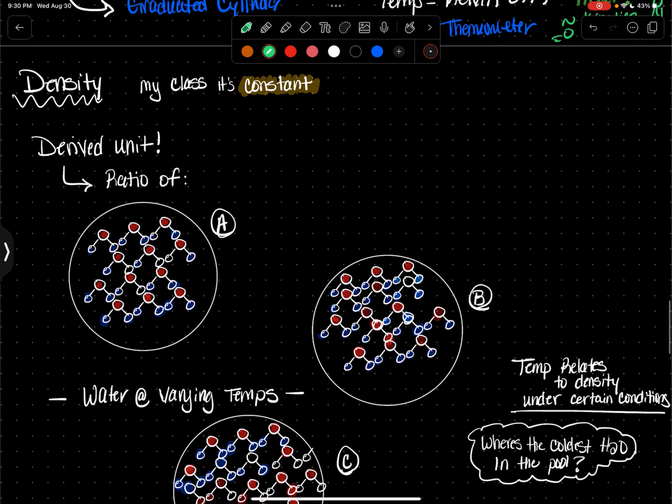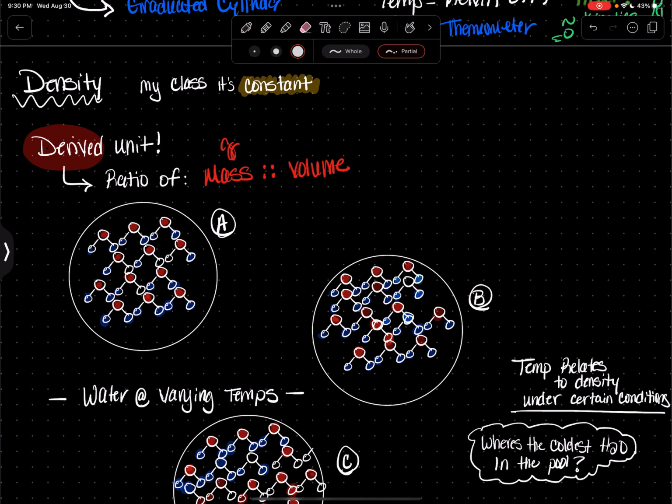And as a derived unit, this means it's made up of two parts. A derived unit is the ratio of mass in relation to volume. Relationships of mass and volume. That's a derived unit. So we know masses are things like grams and volumes are things like milliliters or liters, okay?